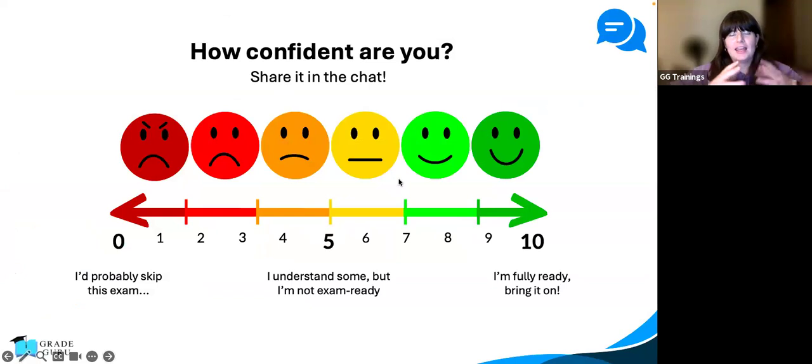7s and 8s. Can I ask some of the people who've put a 7? Because I'm only asking for weeks 1 through 4. What's making you say 7 and not higher? Where are you still feeling a little bit insecure? Just so that I can work on it for the next 2 sessions.